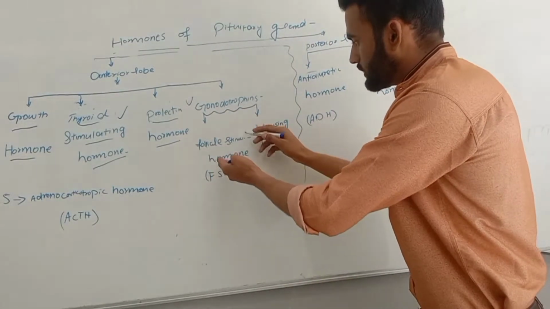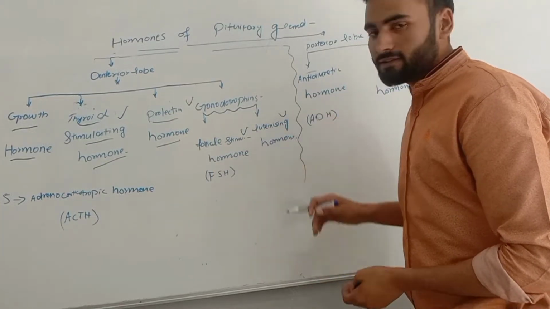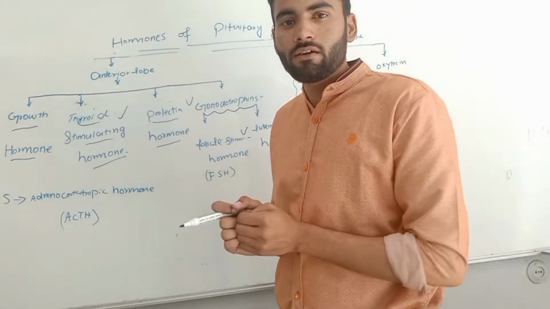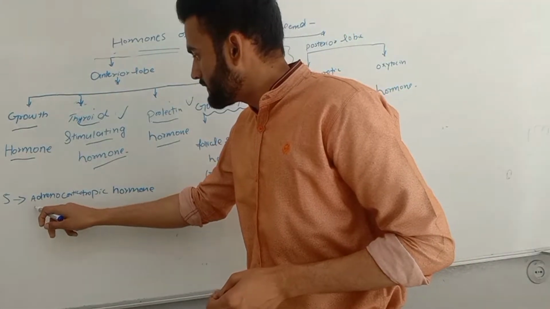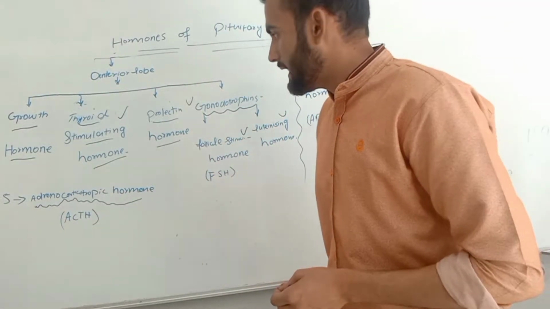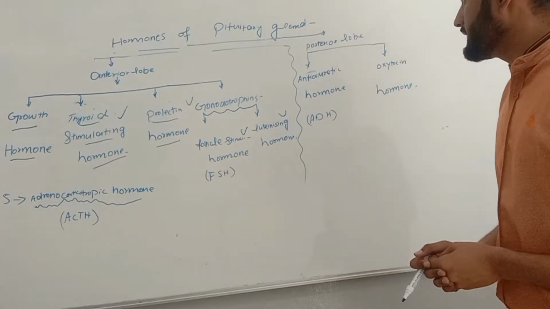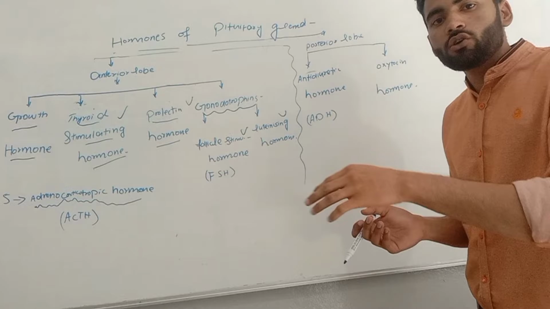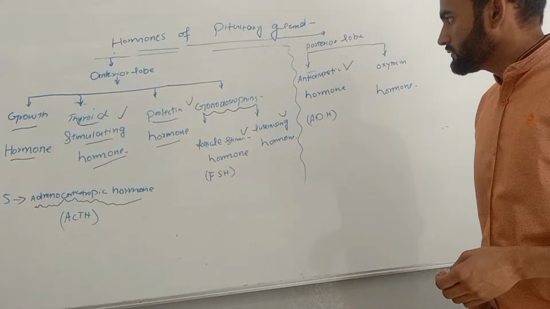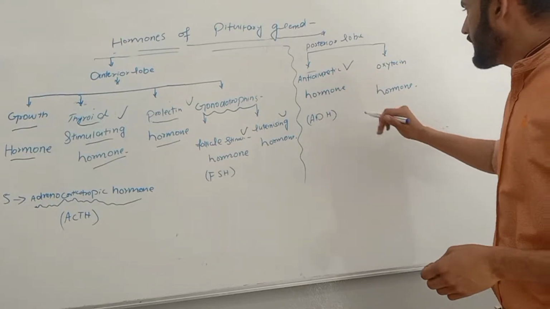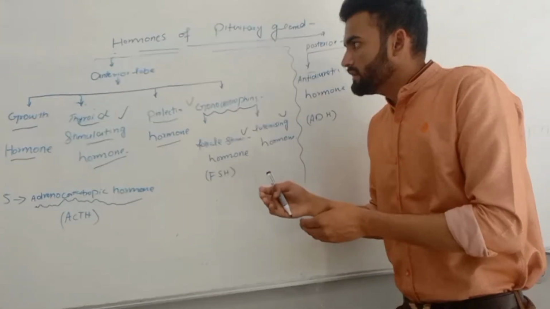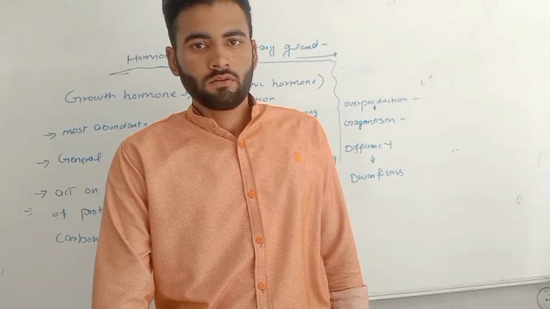That is two types, the follicle stimulating hormone and the luteinizing hormone. And the last hormone secreted by the anterior lobe of the pituitary gland is the adrenal hormone, that is ACTH. And there are also 2 hormones secreted by the posterior lobe of your pituitary gland, the antidiuretic hormone and the oxytocin hormone. These 2 hormones are released by the posterior lobe of the pituitary gland.